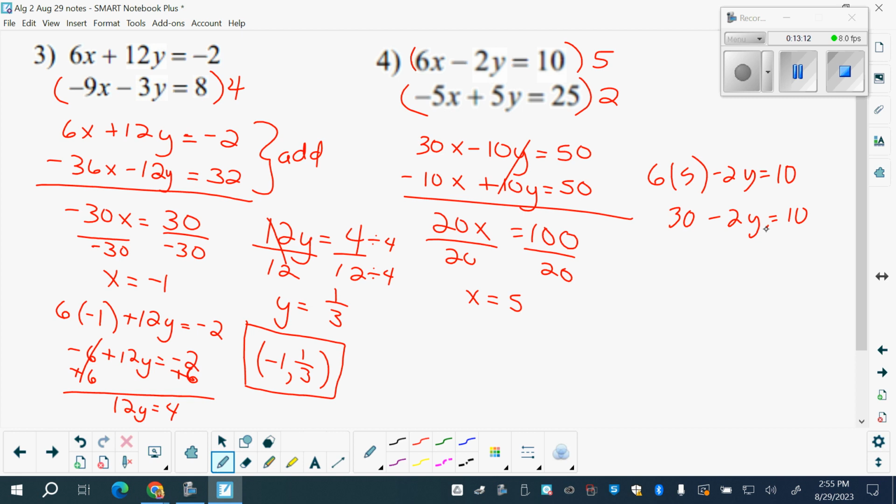I'm going to do something with the 30. Add it or subtract it? Yes, we want to subtract it. That's right. So these cancel, which is what we want. Negative 2y is negative 20.